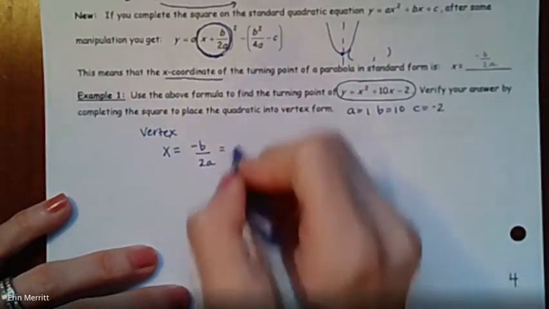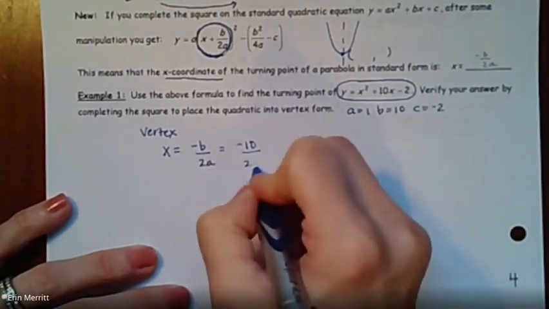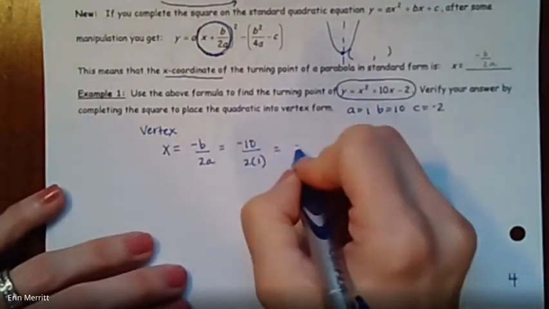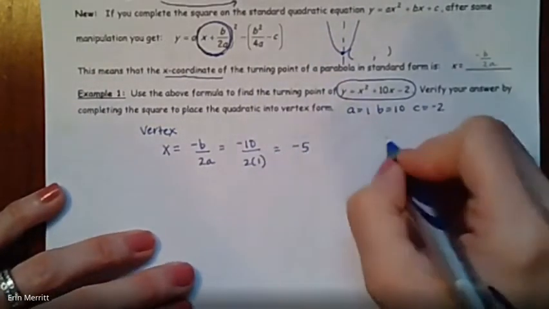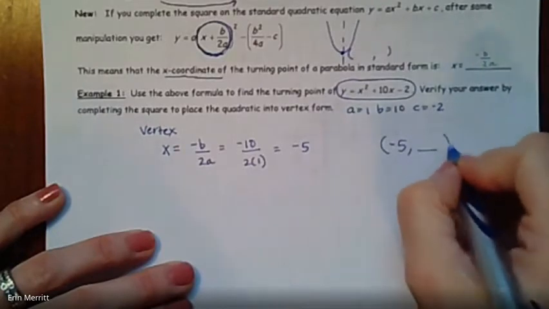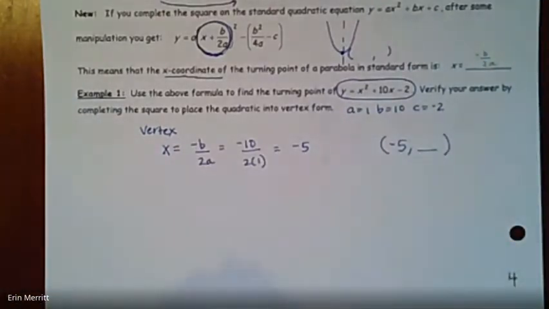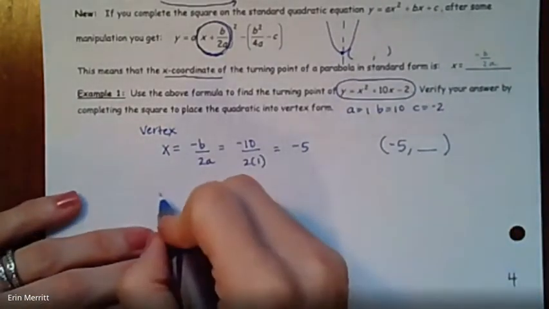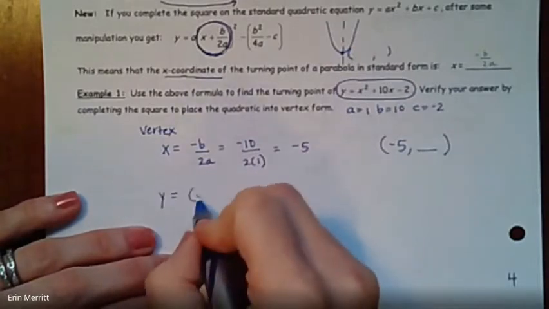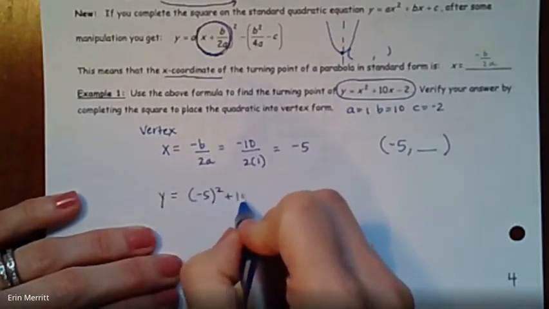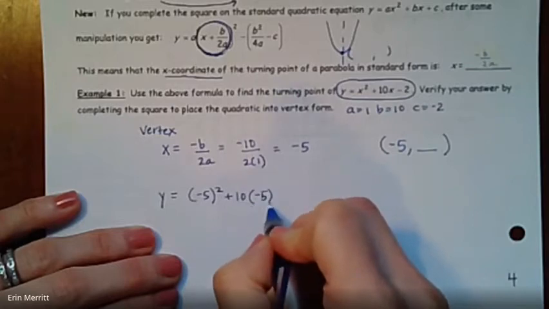Let's plug on in. So negative 10, and then over 2 times 1, that'll give me -5. So right now I know the x coordinate, or excuse me, the vertex is -5 comma something. To get the something part of it, now plug back in. So plug in -5 squared plus 10 times -5 minus 2.